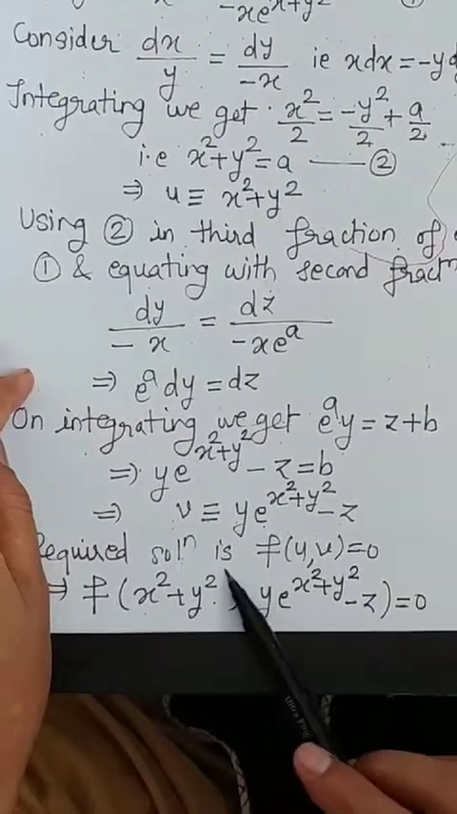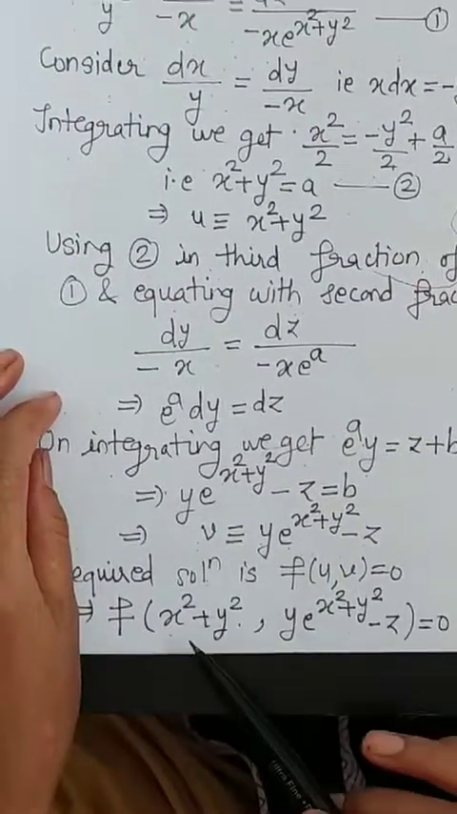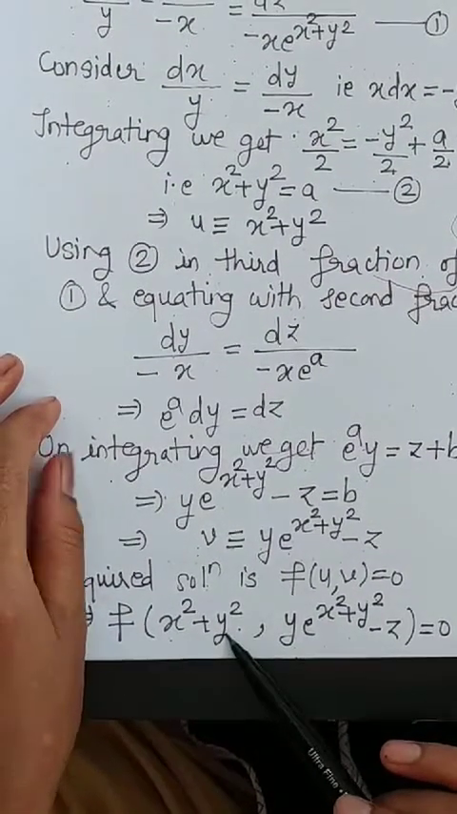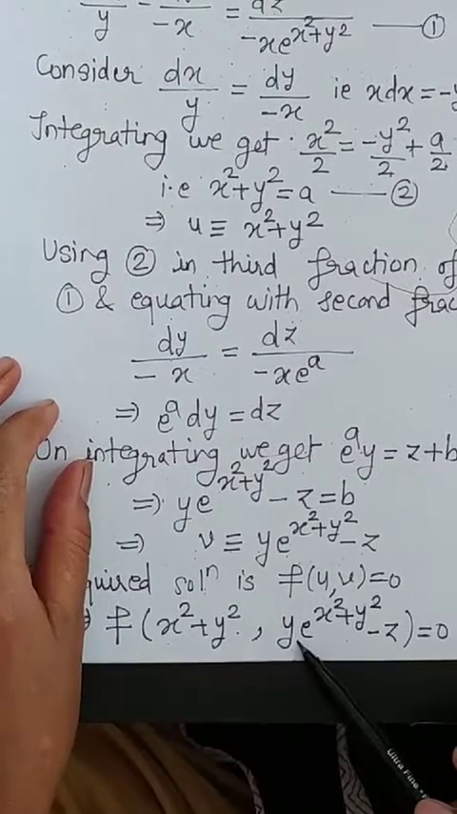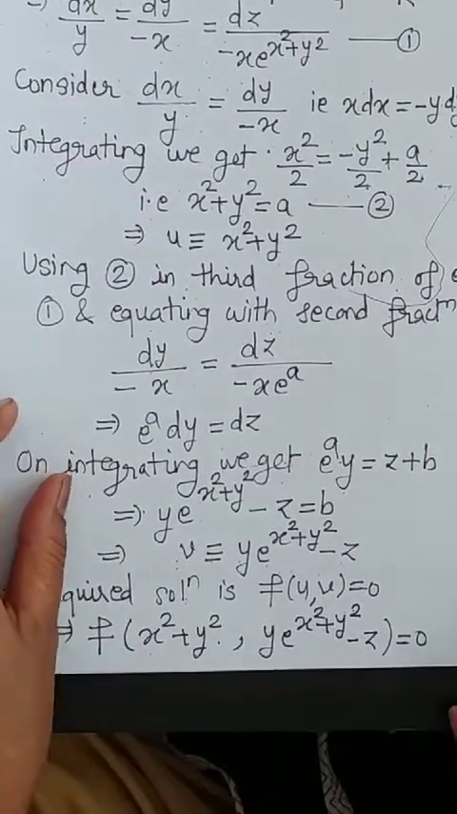Therefore the required solution is f of u, v equal to 0 with the values of u as x square plus y square and v as y e raised to power x square plus y square minus z.